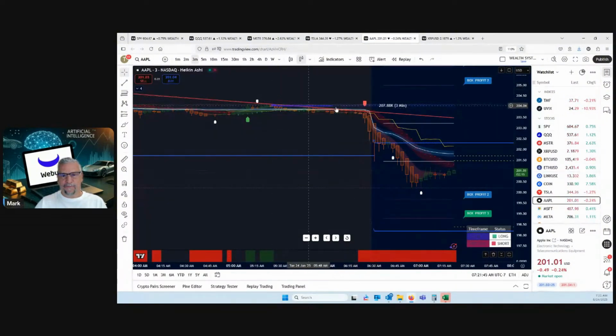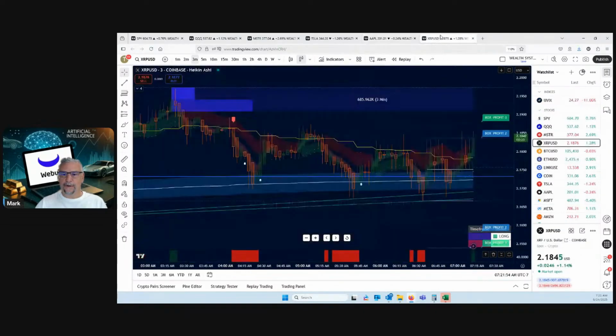Apple, same thing. Red signal failed, and now coming back to maybe retest the opening low.